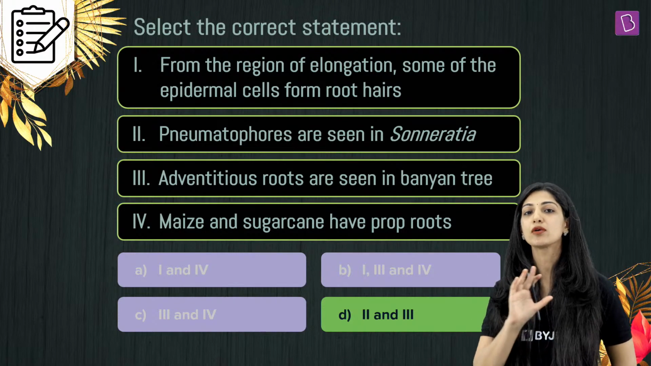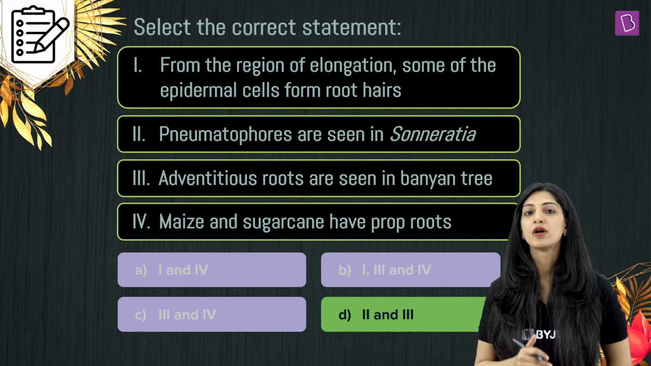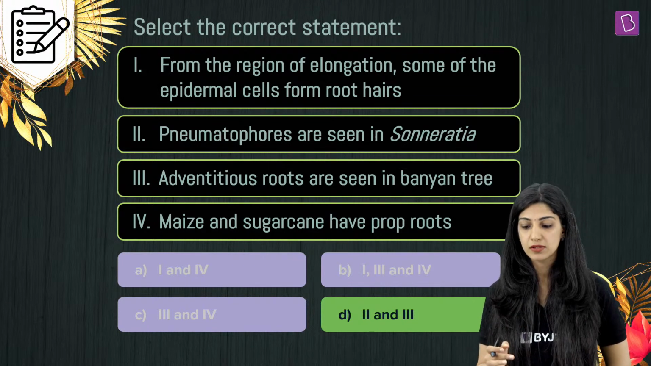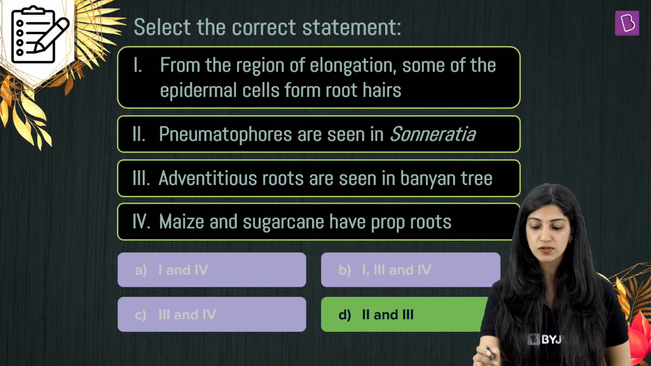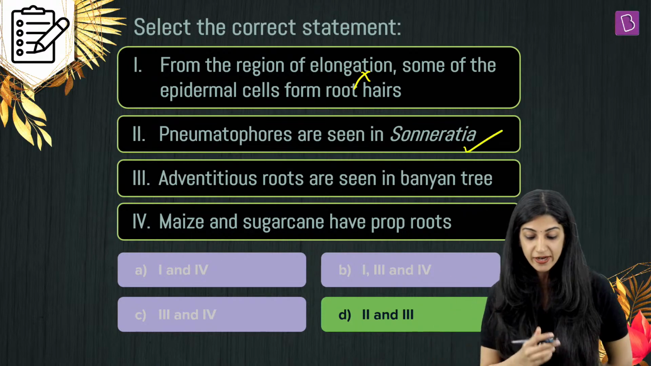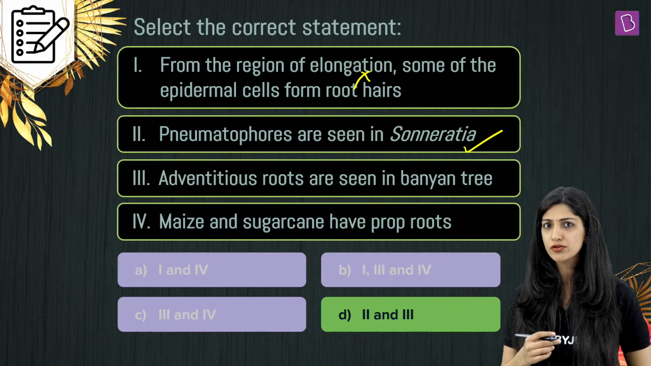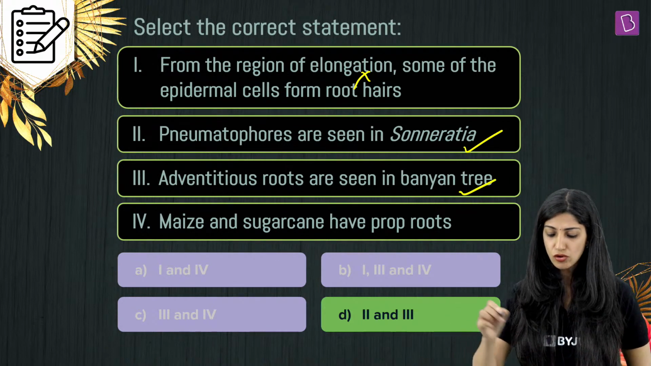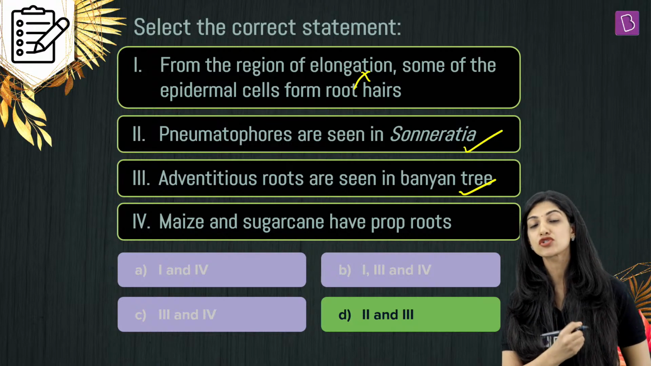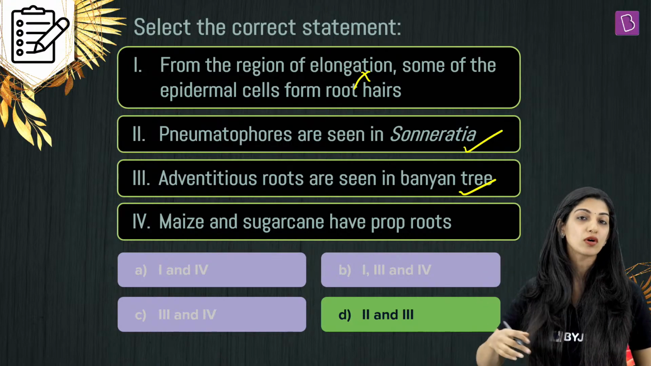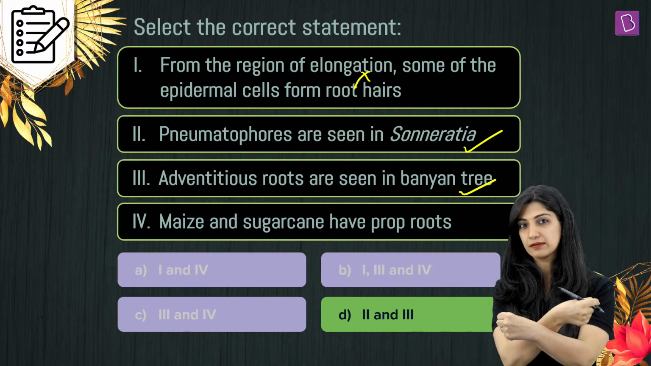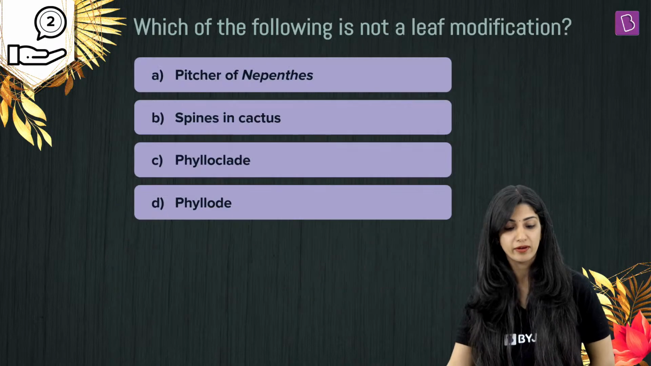Yeah, we have discussed around 3 topics. Read the question. From the region of elongation, some of the epidermal cells form root hair. This is absolutely wrong. Root hair forms from the maturation zone. Pneumatophores are seen in Sonneratia. This is true. Adventitious roots are seen in banyan tree. Maize and sugarcane have prop roots. Maize and sugarcane have brace roots or stilt roots, which brace the aerial stem so that it doesn't go anywhere.